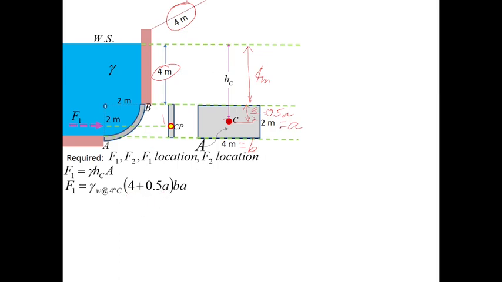And then the area of the rectangle is BA. The specific weight of water at 4 degrees Celsius is 9.81 kilonewtons per cubic meter. Then 4 plus 0.5, A is 2. Both are in meters, so I factored out the unit. Then B is 4 meters, A is 2 meters. We get an answer of 392.4 kilonewtons. So that is the horizontal component of the hydrostatic force.